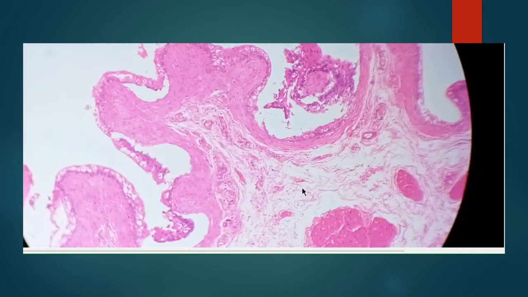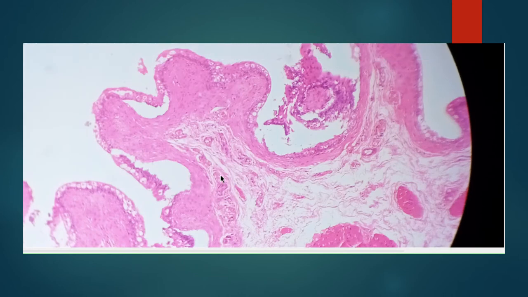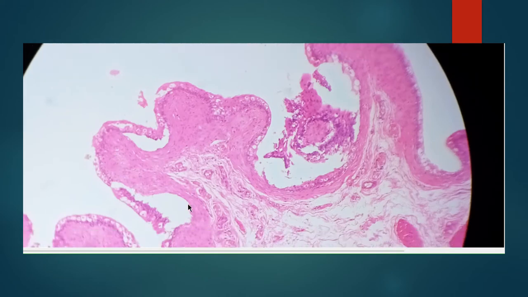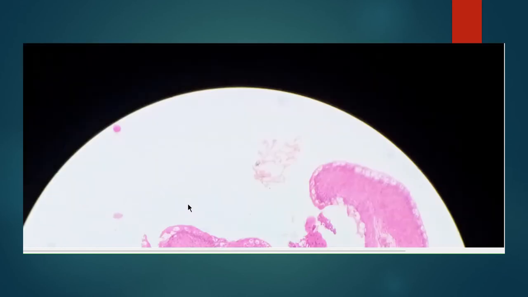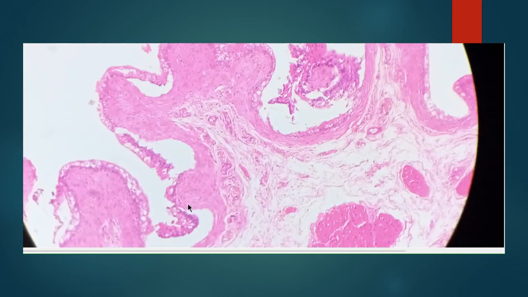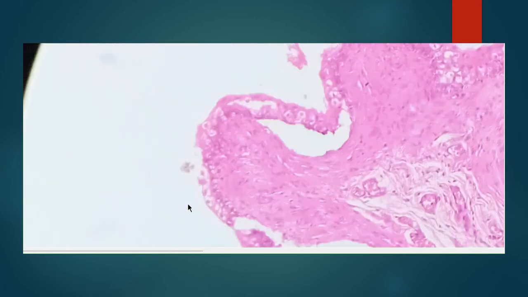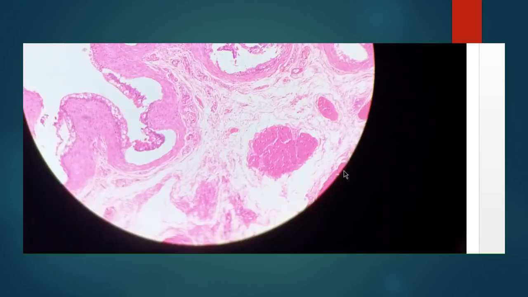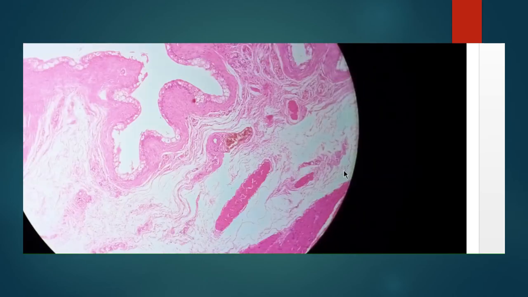Now coming to the urinary bladder. This is a urinary bladder slide. Actually the epithelium got separated from the lamina propria, so no need to worry about it. We can identify the mucosal folds, and it is lined by the transitional epithelium. That is nothing but your urinary bladder urothelium. This is a somewhat clearer image. This is nothing but your urinary bladder. This is also urinary bladder.